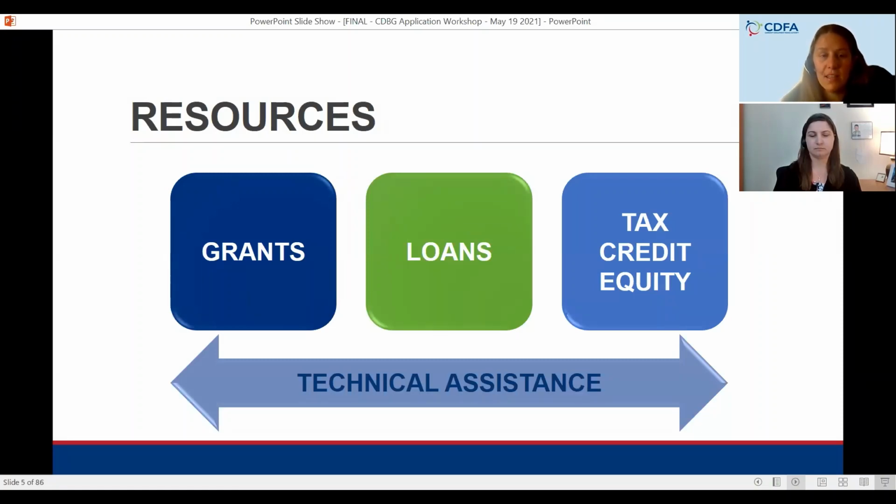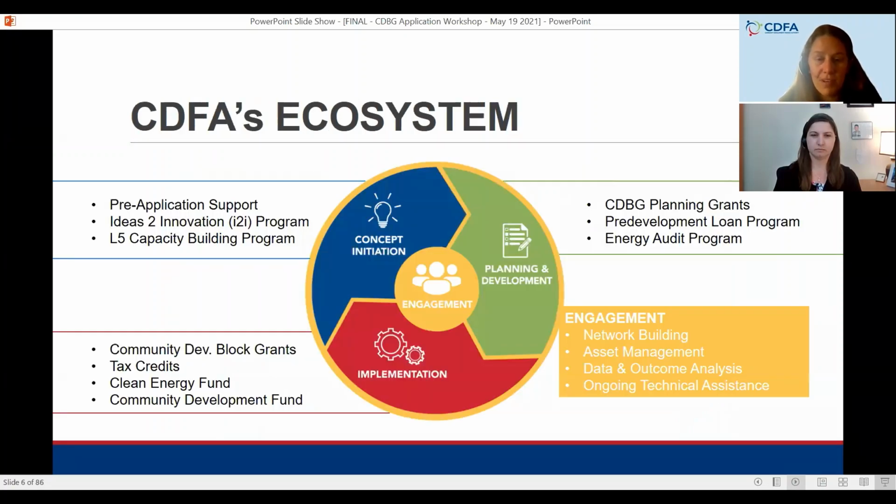Those resources include grants like the Community Development Block Grants, which we'll speak about today, loans, those often fill the gaps or advance clean energy initiatives across New Hampshire for various project sponsors, and tax credit equity through the State Community Development Tax Credit Program. Again, we provide technical assistance across all of our programs. And this is what we call the ecosystem. So this is the way that we engage with our partners.